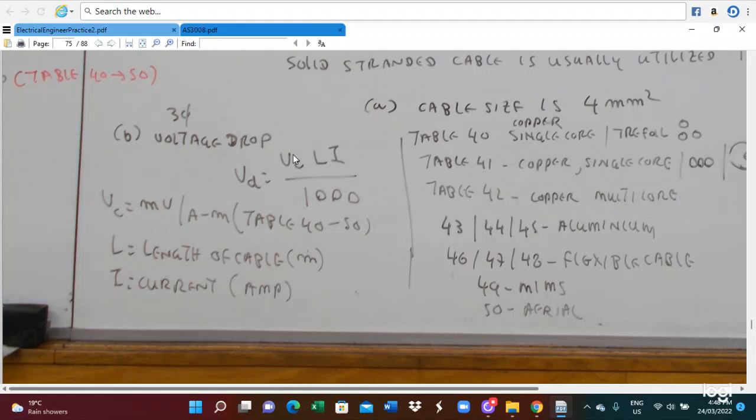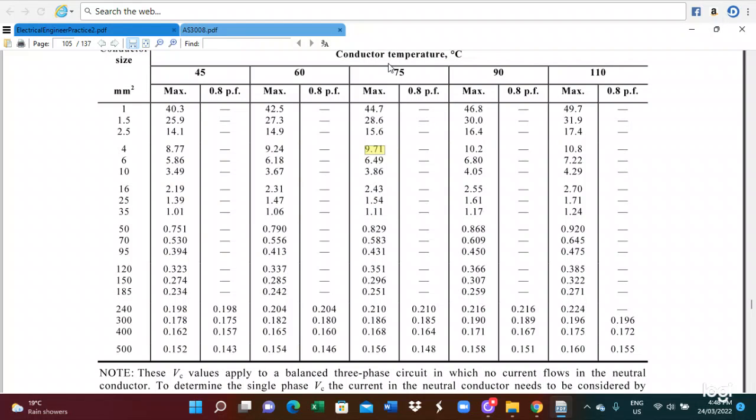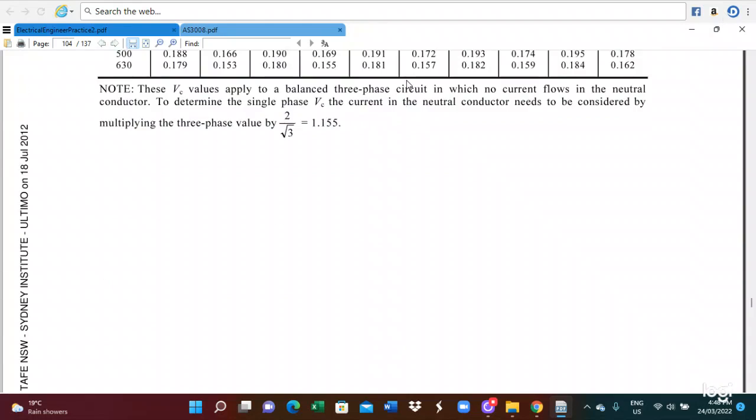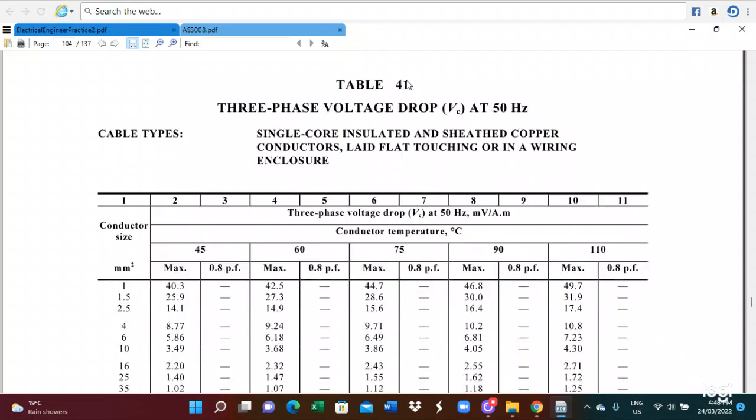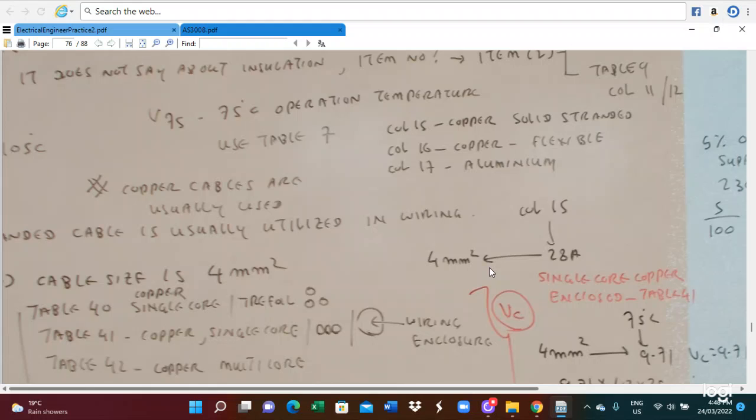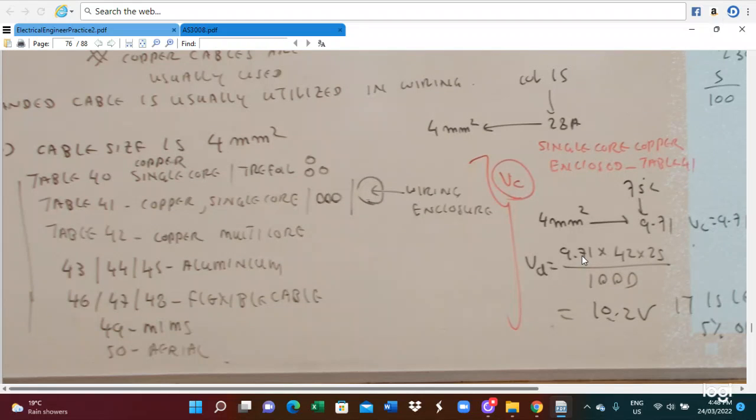So this problem: cable size 4 millimeter square, 75 degrees centigrade, with the table 41. This is table 41. We apply it. 4 millimeter square, 75 degrees centigrade. So this is 9.71. So you use 9.71. This is for the VC. And the length is 42 meter. Current is 25 ampere. So VC times L times I divided by 1000, we calculate it as 10.2 volt.